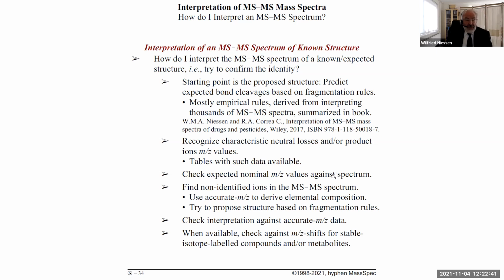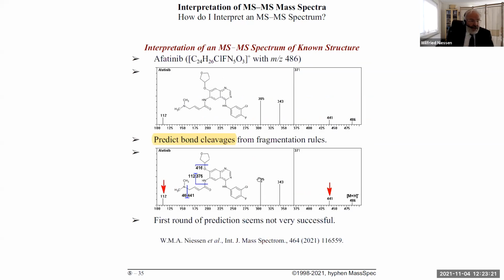And if there are still ions left, I will use accurate M/Z data, if possible, to derive elemental compositions. And again, try to propose structures based on the fragmentation rules. And then I will check the interpretation which I have, so elemental composition of the various fragments, against the accurate M/Z values which I have available. And sometimes I use additional checks using M/Z shifts in stable isotope labeled compounds. So let me give an example of this.